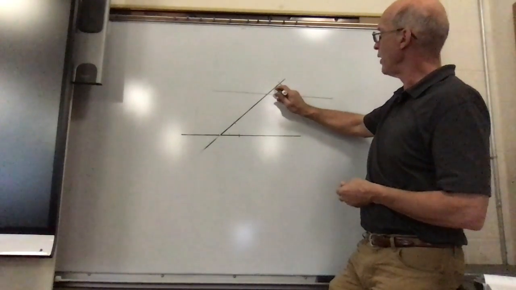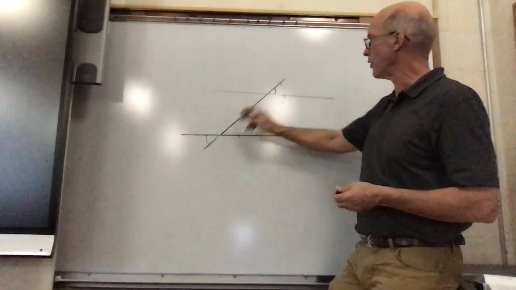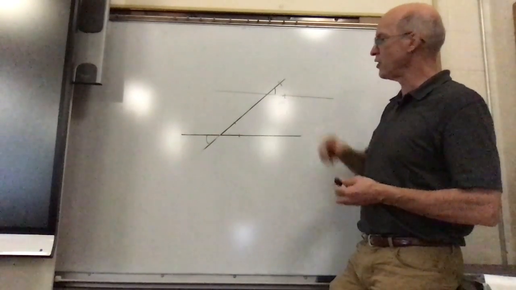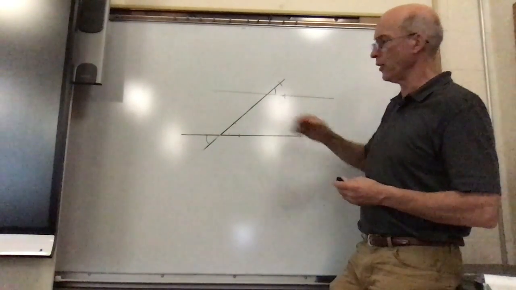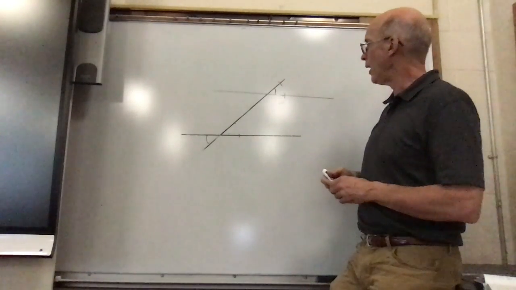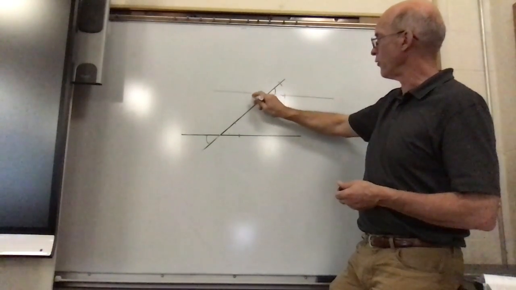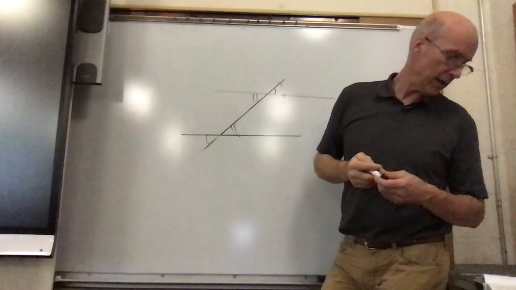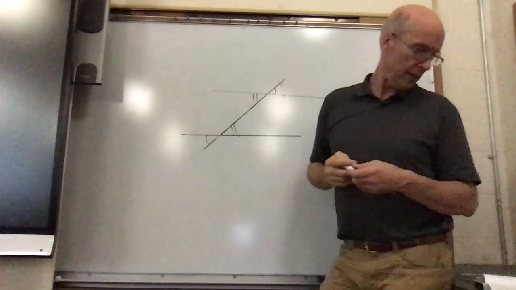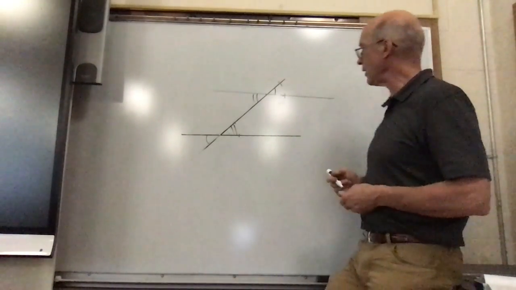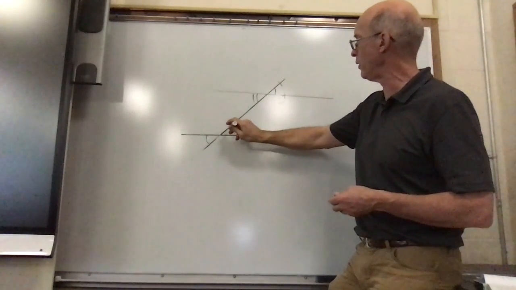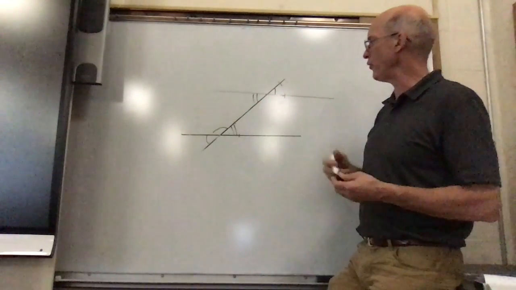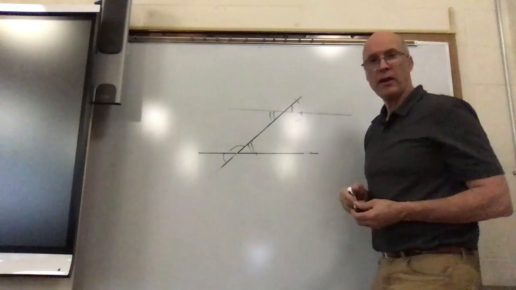So remember we learned that alternate exterior angles are congruent if the lines are parallel? Well, now, if the alternate exterior angles are equal, we can prove the lines are parallel. If alternate interior angles are equal, then we can prove those lines are parallel. If consecutive interior angles, so this one right here plus this one, are supplementary, then we can prove that the lines are parallel.